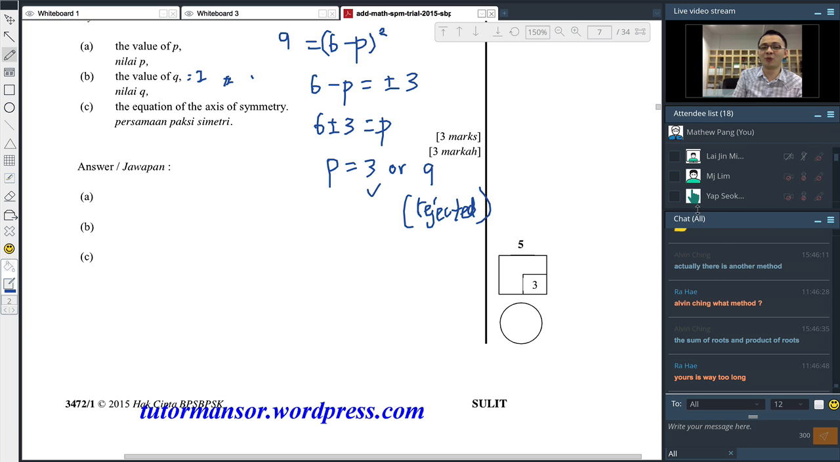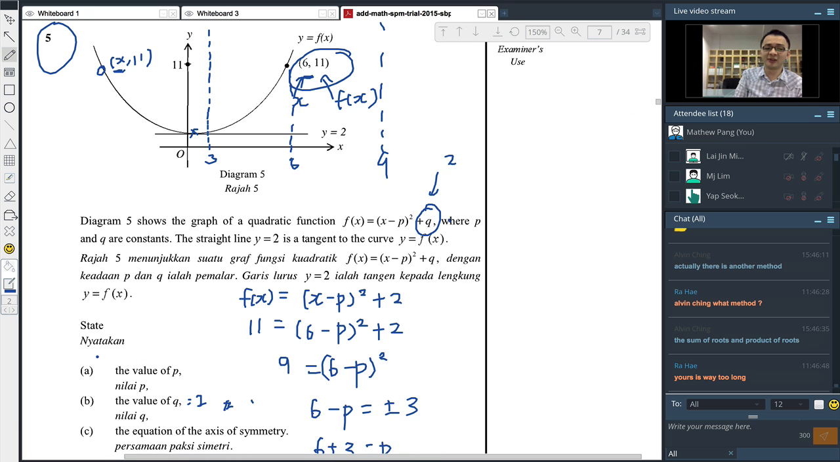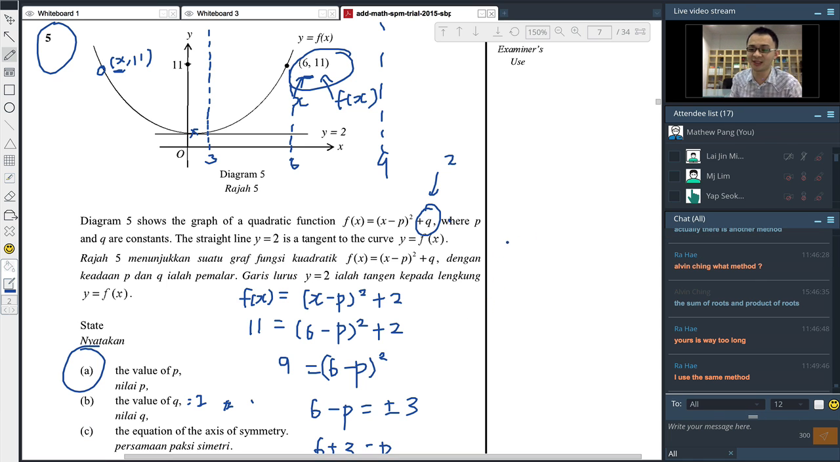This is the way we find p. If you know any other method to find p, just let me know. Because if they put a as a p, you should be able to find the p first before you go into the q. But in this case, I already tried this question. I couldn't get p straight away from the diagram. So yeah, if you find out any easier method, just let me know.